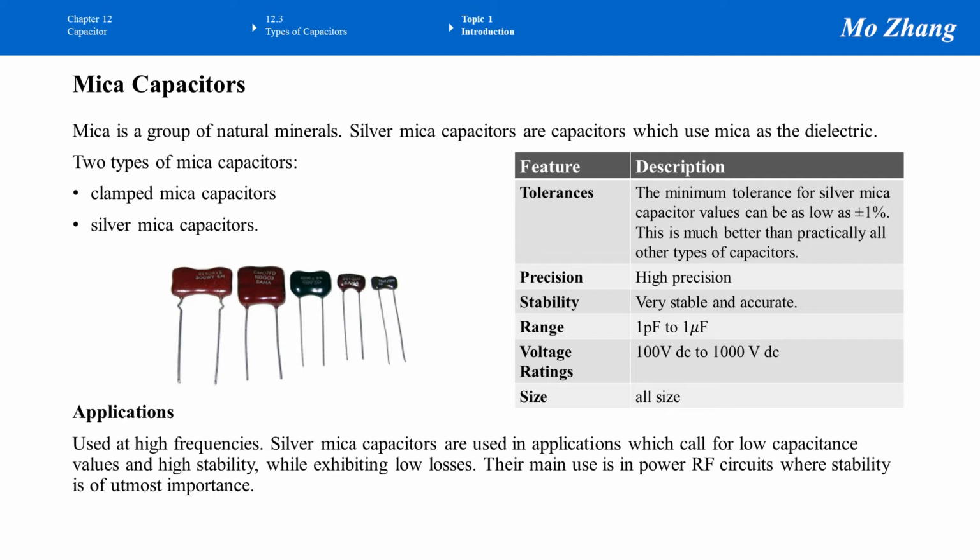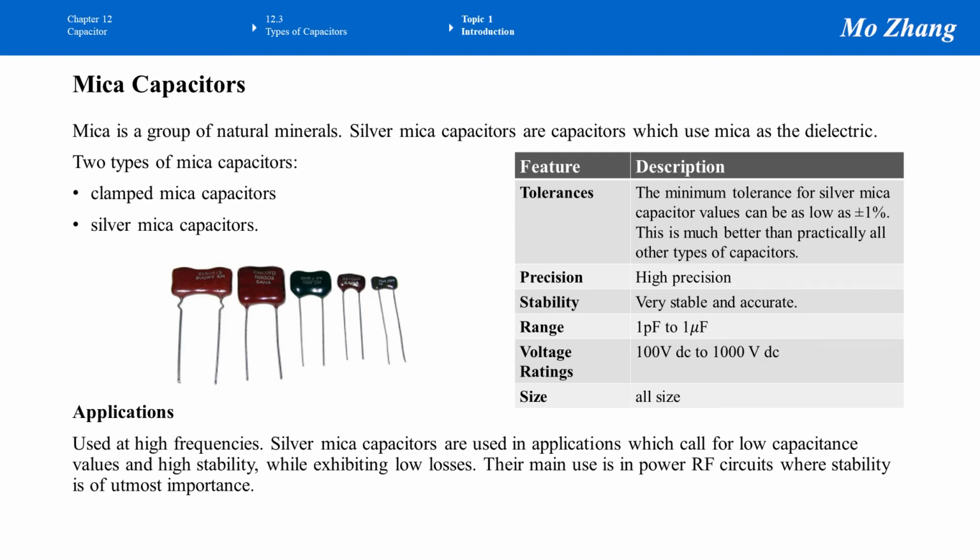For example, the tolerance for silver mica capacitor values can be as low as plus minus 1%. This is much better than other kinds of capacitors. This is an advantage of this kind of capacitor: high precision, very stable, very accurate. The range normally is from 1 picofarad to 1 microfarad. The voltage range is from 100 volt DC to 1000 volt DC in general. In terms of size, this type of capacitor comes in all kinds of sizes.